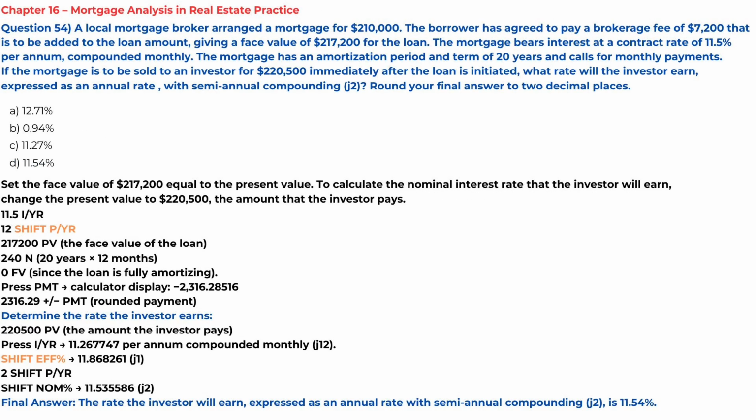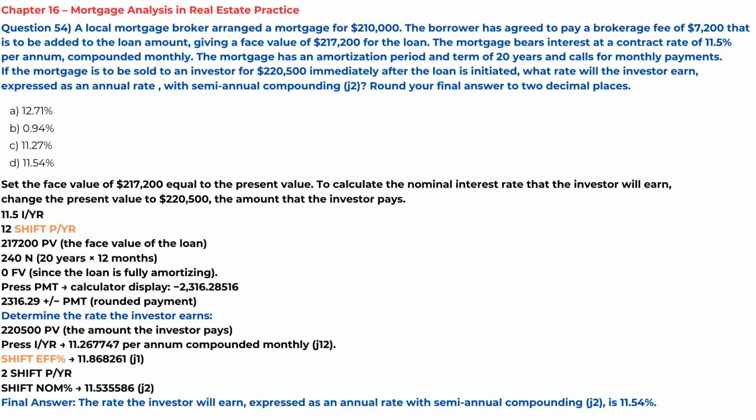Question 54. A local mortgage broker arranged a mortgage for $210,000. The borrower has agreed to pay a brokerage fee of $7,200 that is to be added to the loan amount, giving a face value of $217,200 for the loan. The mortgage bears interest at a contract rate of 11.5% per annum, compounded monthly. The mortgage has an amortization period and term of 20 years and calls for monthly payments. If the mortgage is to be sold to an investor for $220,500 immediately after the loan is initiated, what rate will the investor earn, expressed as an annual rate with semi-annual compounding, J2? Round your final answer to 2 decimal places.